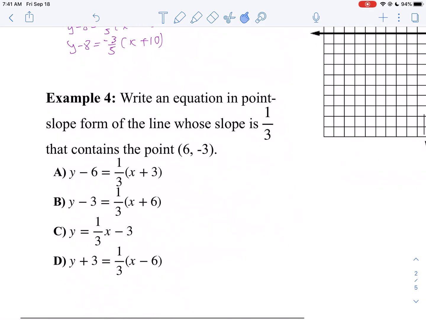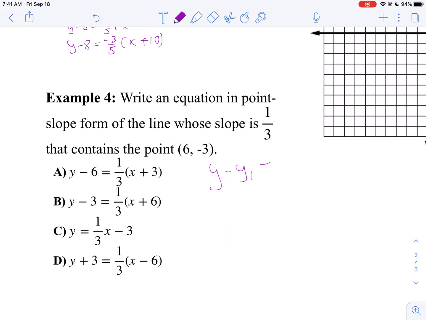Let's take a look at example 4. It says write an equation in point-slope form of the line whose slope is 1/3 that contains the point 6, negative 3. Why don't you pause the video and see if you can do this one by yourself. Okay, welcome back. So I'm going to write down the formula again. y minus y1 equals m parentheses x minus x sub 1. So x sub 1 is 6, y sub 1 is negative 3, and our slope is m.